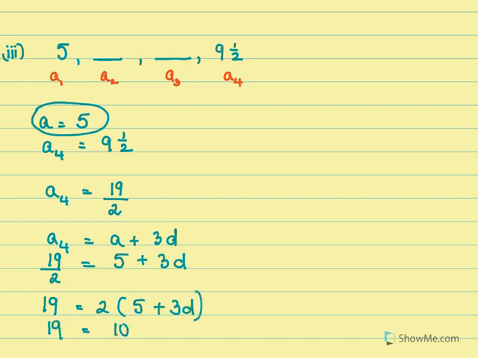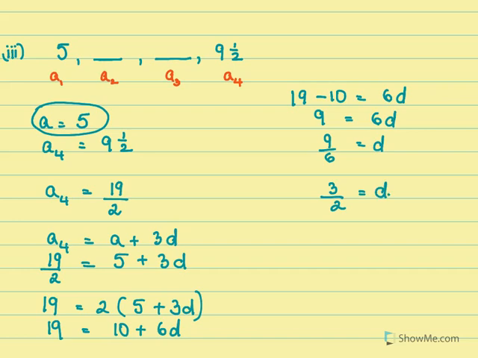So 19 equal to 10 plus 6D. So we have 19 minus 10 equal to 6D. So 9 equal to 6D, and your D will be 9 by 6, that is 3 by 2, equal to D.